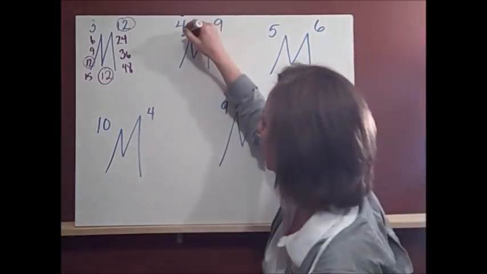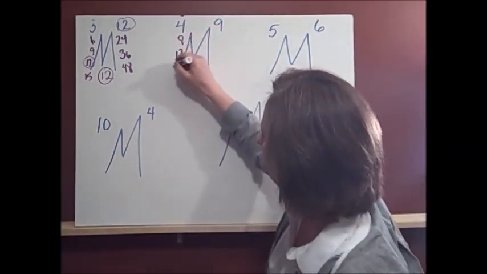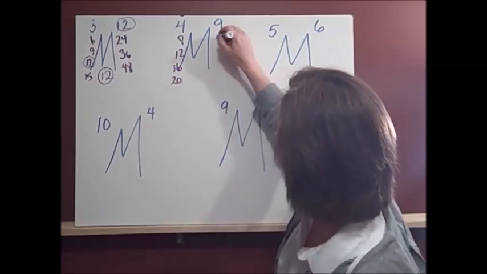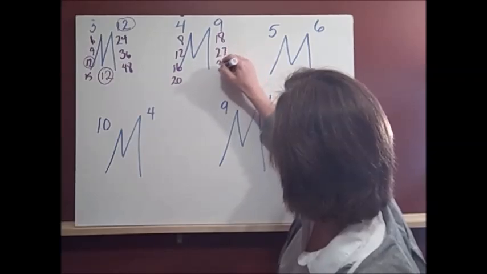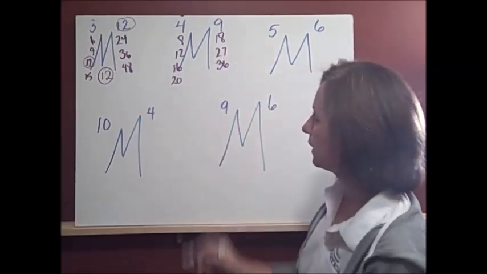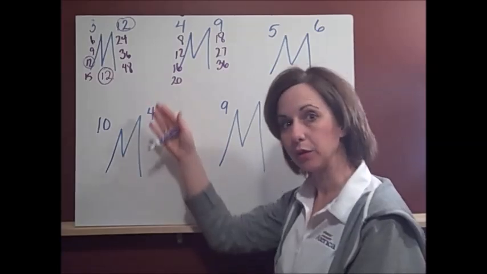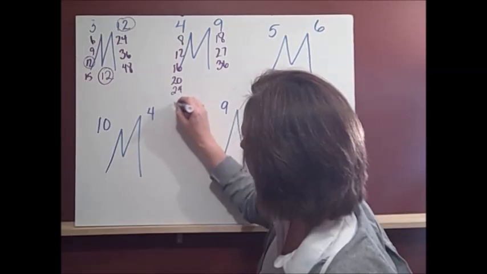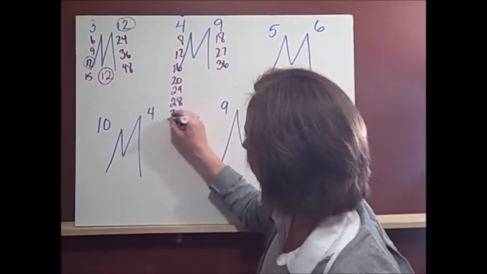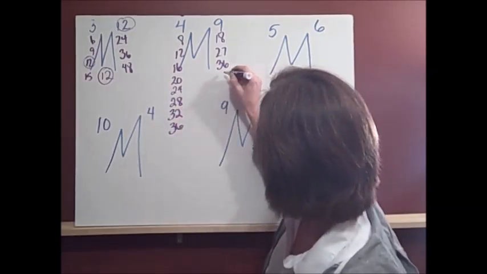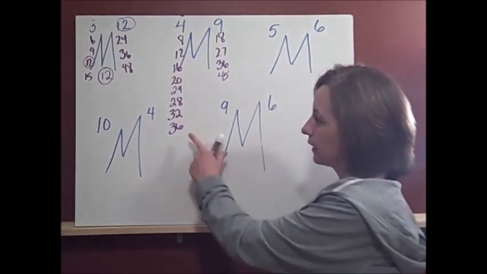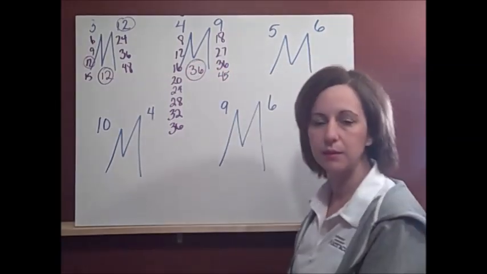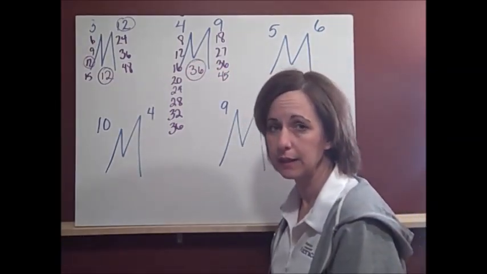So 4 and 9. Again, I'm going to count by 4s. 4, 8, 12, 16, 20, and 9, 18, 27, 36. If you'll notice, I've counted all the way down. I've done this long line, and I still don't have a shared number, which means that you just keep going. And now you can see I've got a 36 in both rows. So 36 is the least common multiple of 4 and 9.